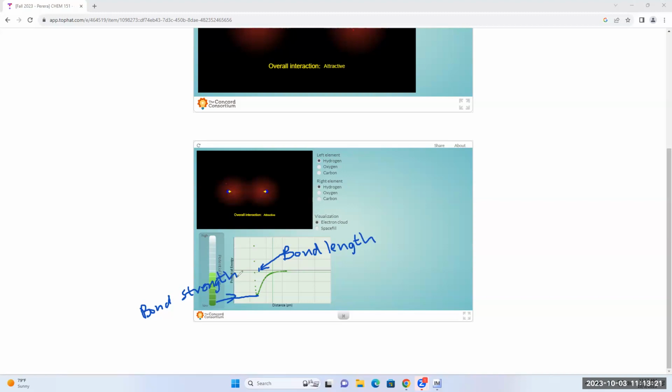Now, here's how we're going to use it. Here's how the questions are posed in the homework as well. We are not going to use just one curve. We're going to compare at least two curves. Let me get rid of my doodling first. Now I'm going to change this to a bond between, right now we have a hydrogen-hydrogen bond. Let's make a hydrogen-oxygen bond.